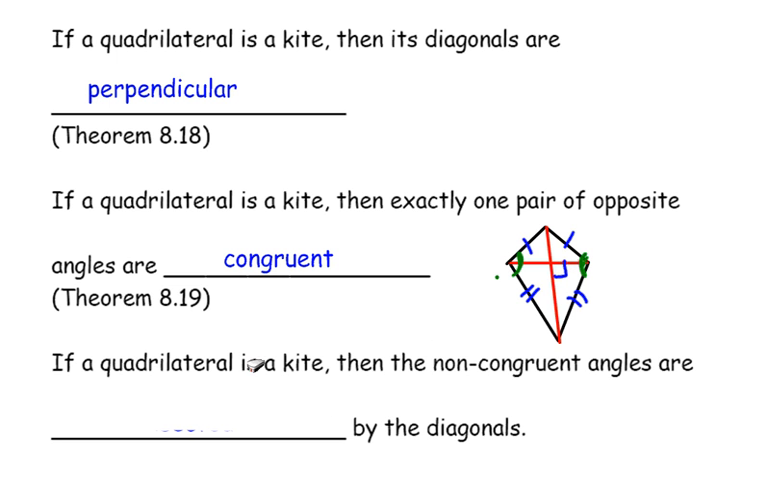All right, and finally, if a quadrilateral is a kite, then the non-congruent angles, what I just said, are bisected by the diagonals. Make sure you understand all of these thoroughly.